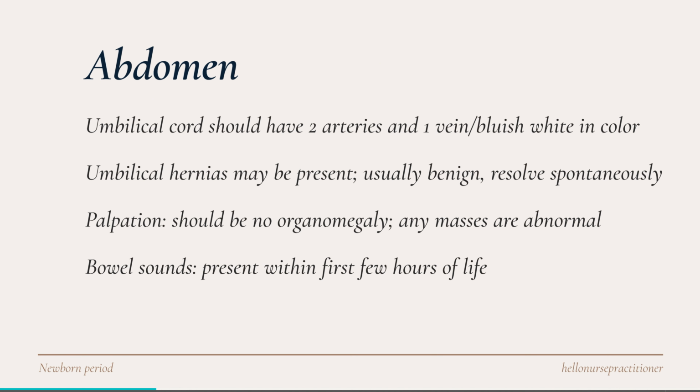Abdominal assessment should reveal an umbilical cord with 2 arteries and 1 vein, and it should be bluish white in color. Umbilical hernias may be present. They're usually benign and resolve spontaneously. When the abdomen is palpated, there should be no organomegaly and no masses. Bowel sounds should be present within the first few hours of life.